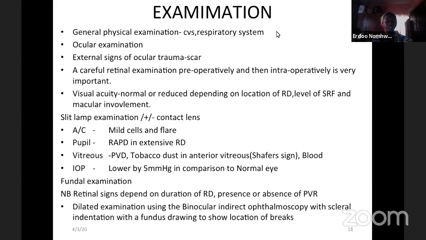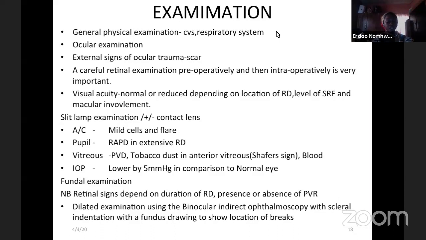Then if I check the intraocular pressures and compare to the normal eye, it will be found to be lower by about 5 millimeters. So for the fundal examination, which is very important here, it's good to know that the signs will depend on the duration of the retinal detachment and the presence or absence of proliferative vitreoretinopathy.